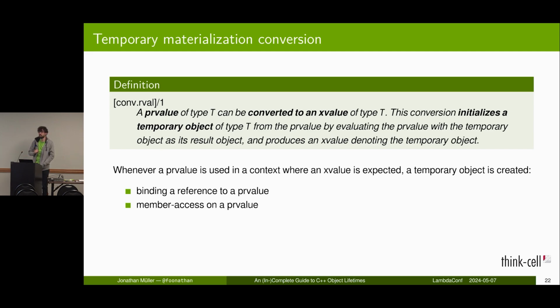When we do member access on a PR value, member functions take a this pointer. For the this pointer, we need some storage, so we need to create a temporary object. When we use an array as an array PR value, arrays really want to be pointers, so we need to store the array somewhere, so we don't really have array PR values. As soon as we use them, they get turned into temporary objects.